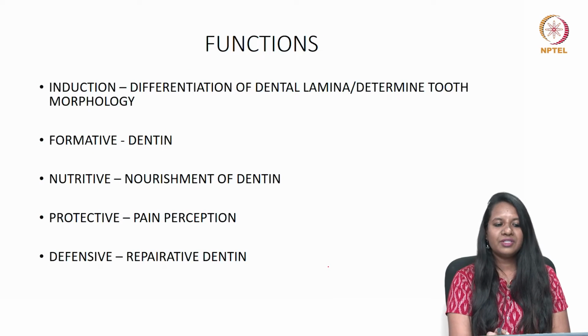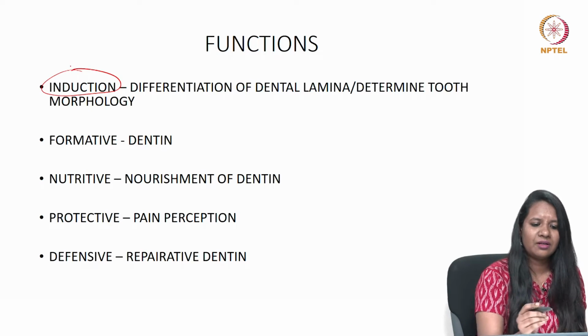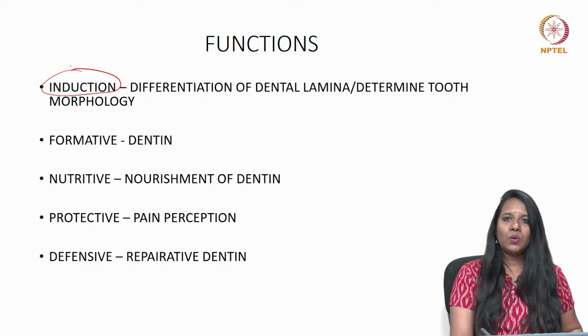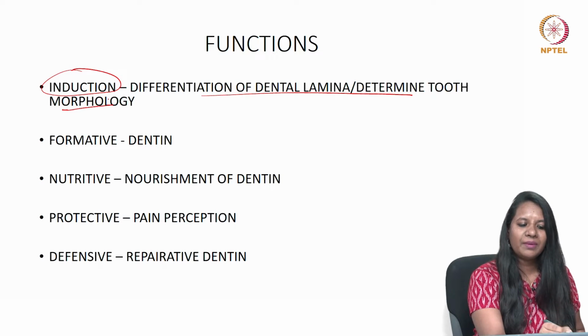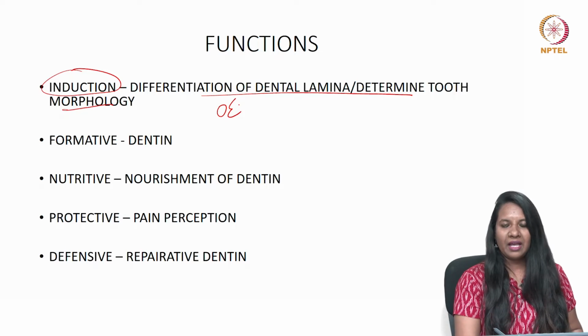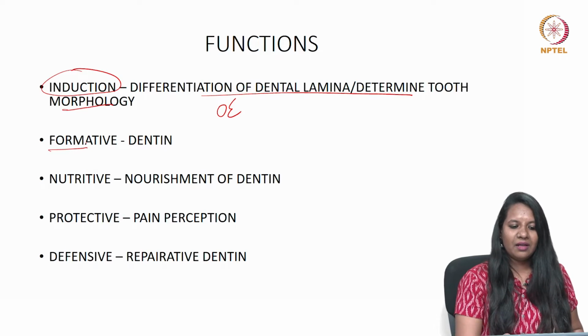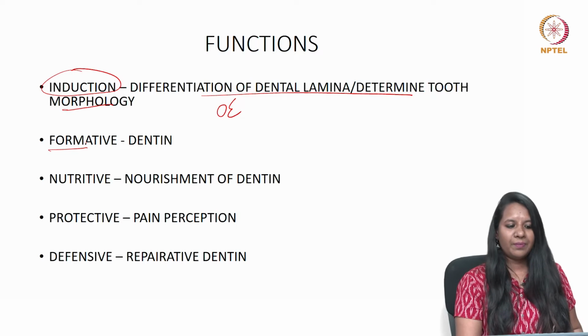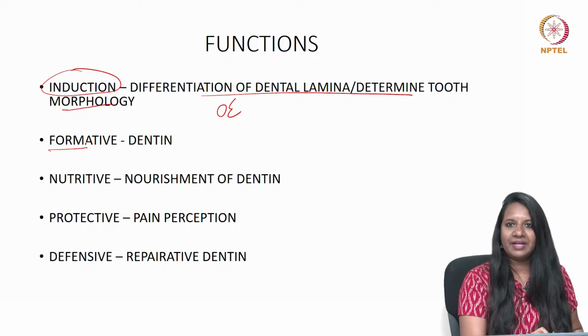So, what are all the functions of pulp? The first most important is induction. The pulp will help in the differentiation of dental lamina, or it will determine the tooth morphology by interacting with the oral epithelium. Then formative, it helps in the formation of dentin, either reactionary or reparative. Any stimuli, it will start responding to it with the formation of dentin.